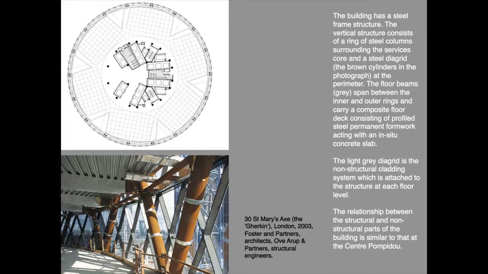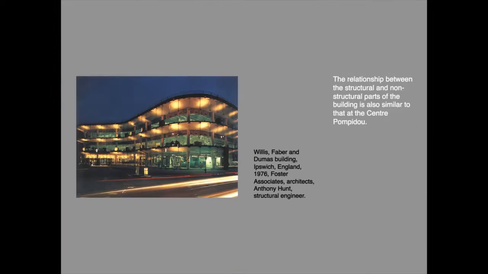The grey diagonal elements at the bottom right of the photograph are part of the cladding system that supports the glass envelope and that is mounted on the edges of the floors. The structure here is separate from the enclosing element, the glass cladding, but the floors have dual structural and space dividing functions. A similar arrangement is seen here at the Willis, Faber and Dumas building, also by Norman Foster.